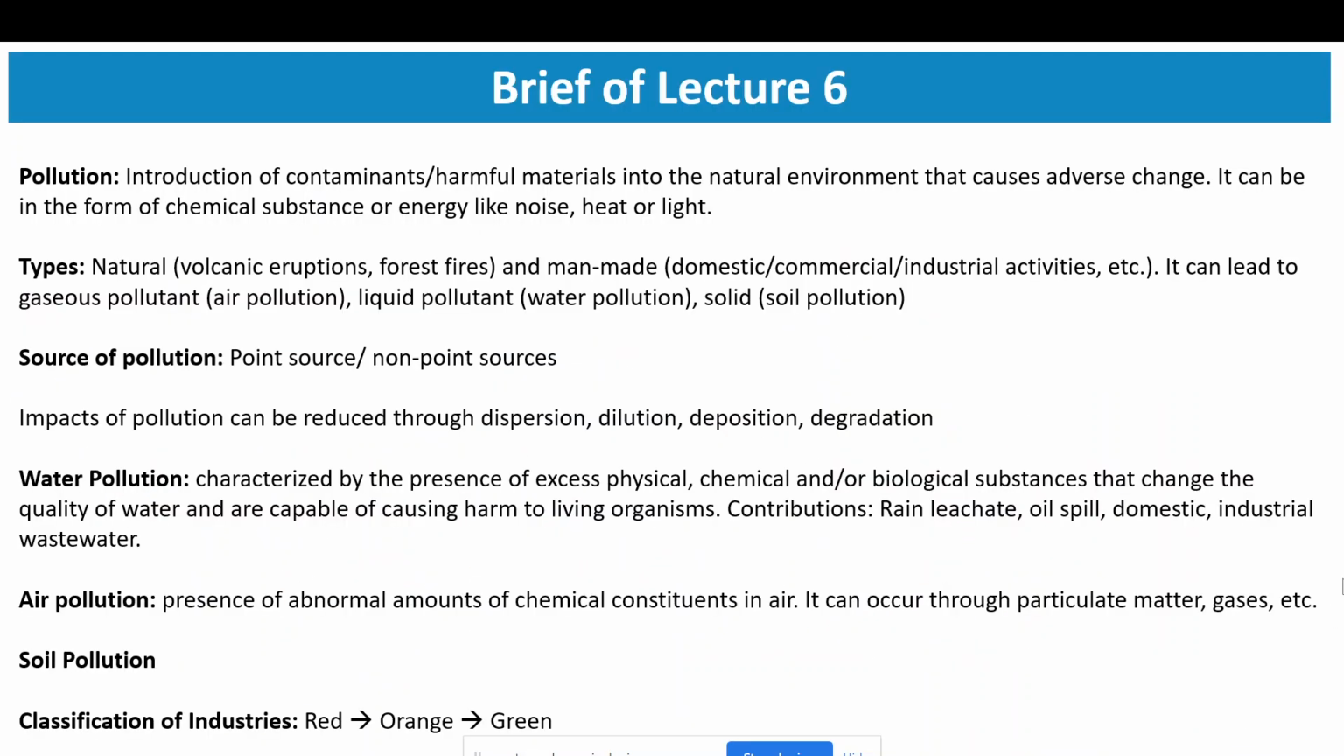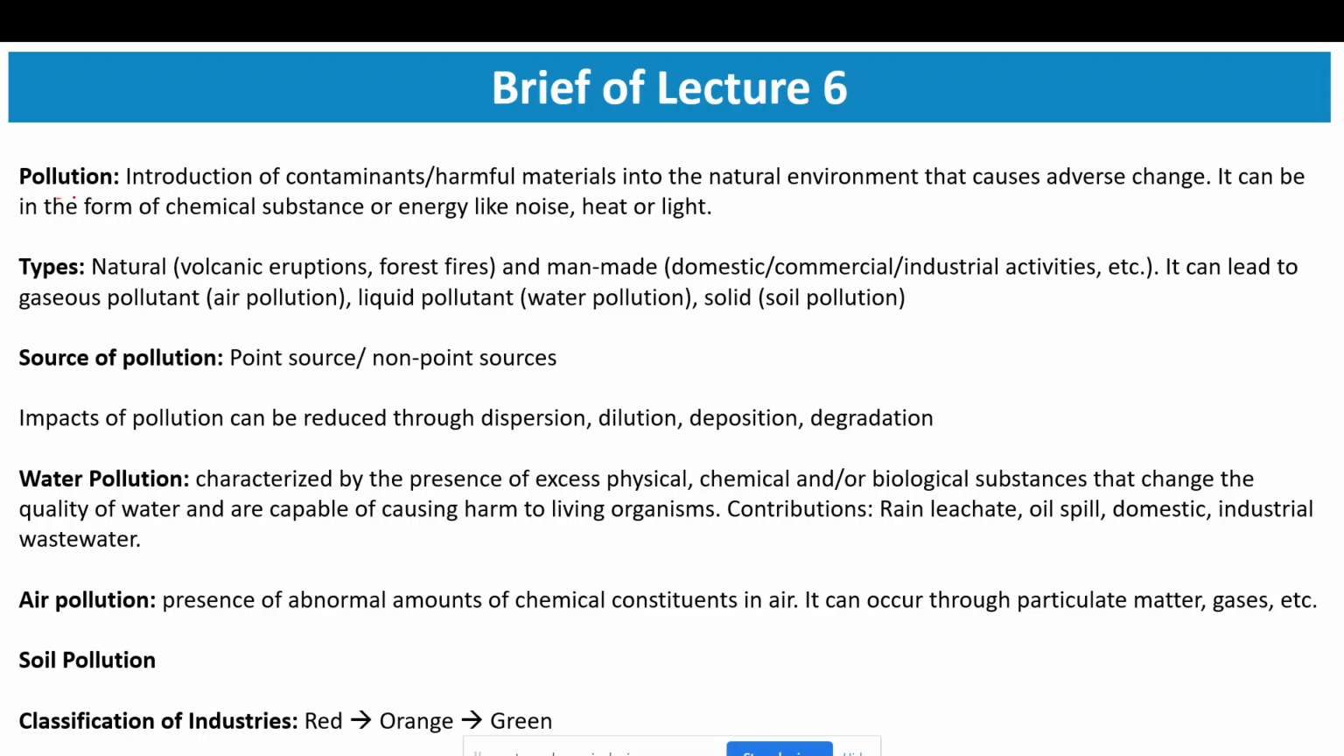Now we will start with a brief of the lectures covered in week 2. Starting with lecture number 6, the basics of environment and what kind of things which we do result in the disruption or quality degradation of the environment or ecosystem. All that we have studied so far.